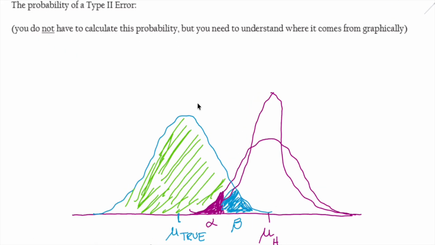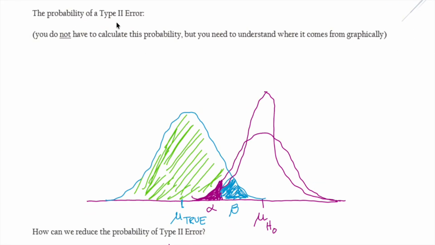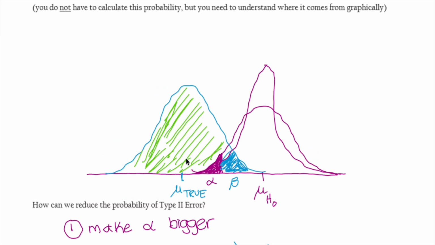So moving on to here, this is the graph I'm showing, the probability of a type 2 error. You do not have to calculate the probability, but you need to understand where it comes from graphically. So how can we reduce the probability of a type 2 error?